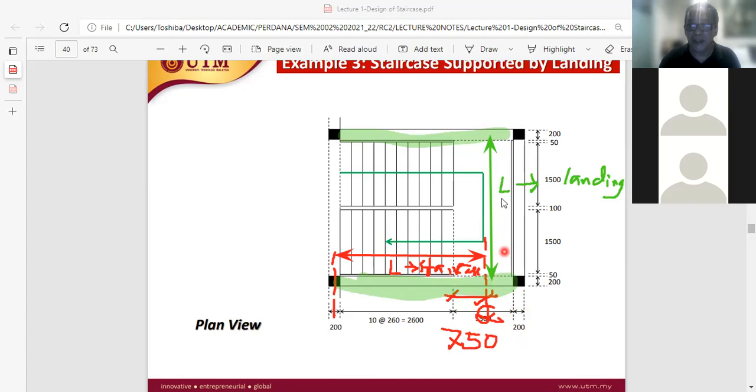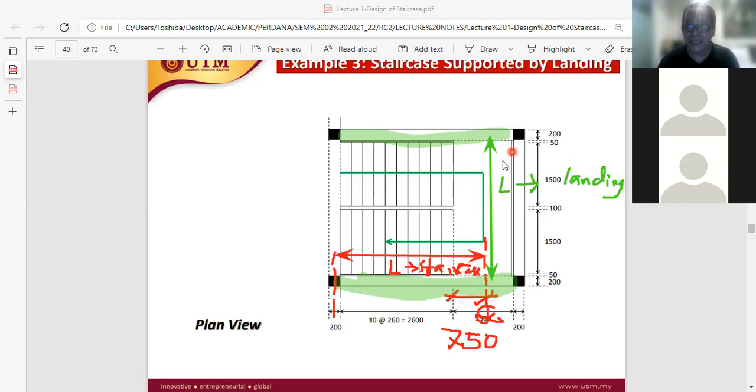Seolah-olah the green one is the main beam, the red one is your secondary beam. Staircase tu menjadi secondary beam, pelantar menjadi primary beam. Rasuk utama, rasuk kedua. So to design ni tak boleh nak design serentak. We have to design separately. Okay, one design for main beam, another design for secondary beam. Tapi remember to design the main beam, because the main beam is supporting the secondary beam, maka direction from the secondary beam kepada main beam has to be considered.